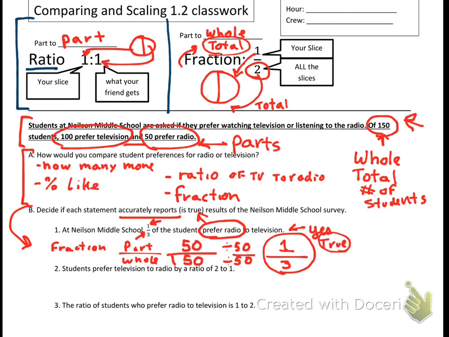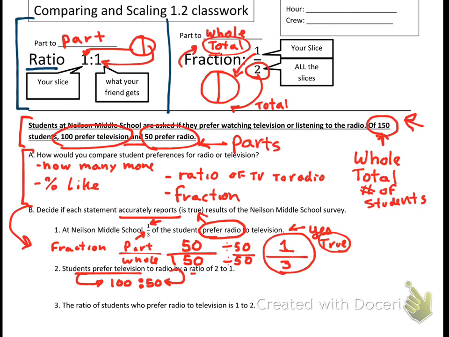Number 2, students who prefer television to radio by a ratio of 2 to 1. Okay, ratio. Well, they want a ratio. So first we need to find students who prefer television. What's that number? Well, let's look at our facts here. Well, 100 students prefer television. And the number of students who prefer radio is 50. So I have 100 to 50. For every 100 kids that like television, 50 like radio.